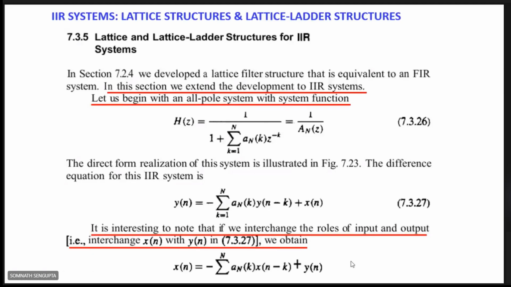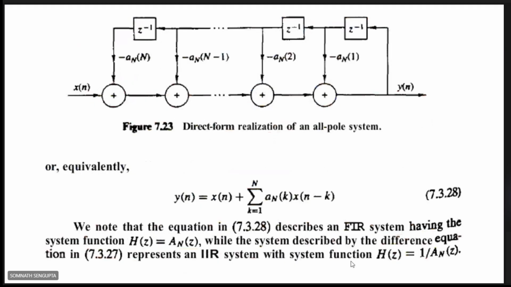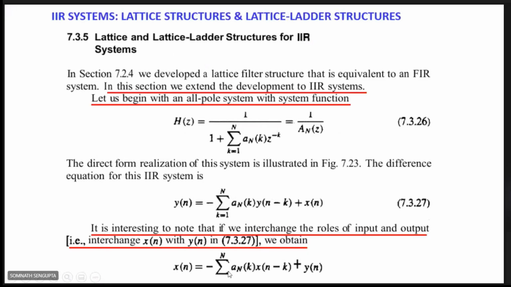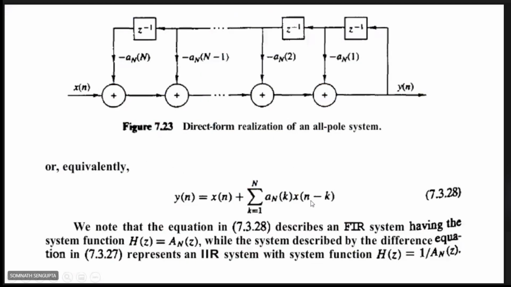So it actually again resembles the FIR system. But what important thing is that we have interchanged the input and output within themselves. So this y[n] now is equal to x[n] plus summation k equal to 1 to N a_N(k) x of n minus k.